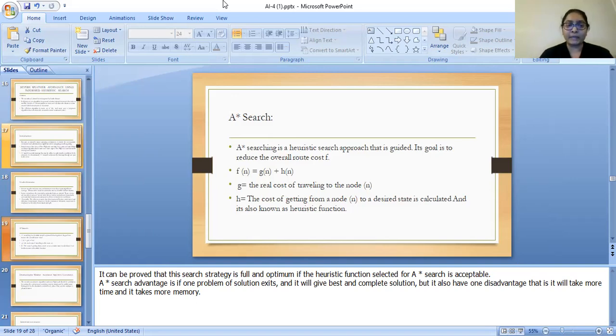It can be proven that the search strategy is complete and optimal if the heuristic function selected for A-star search is admissible. A-star search's advantage is that if a solution exists for a problem, it can give the best and complete solution, but it takes more time and memory.